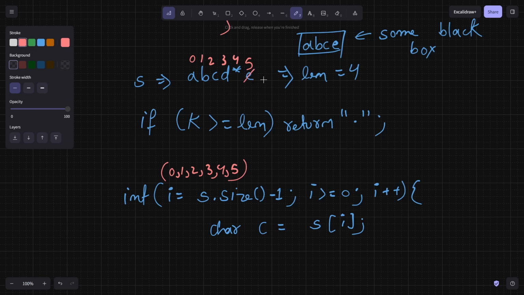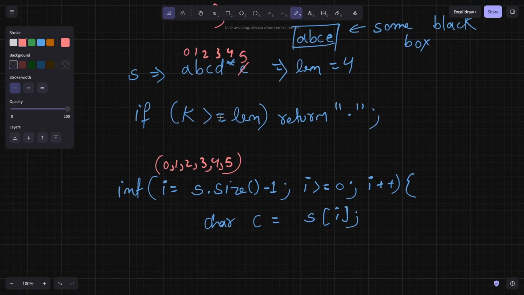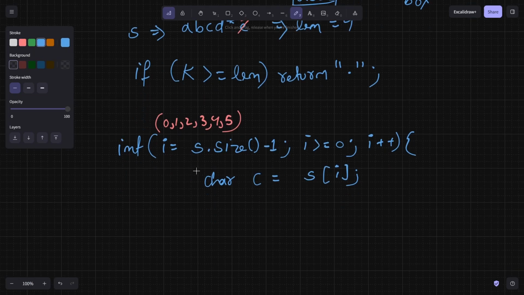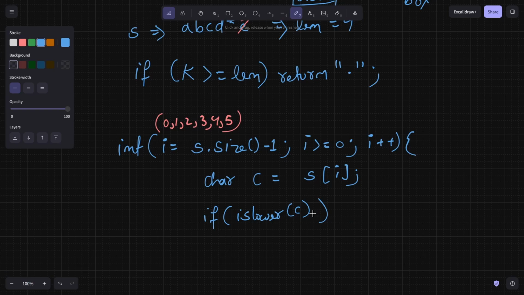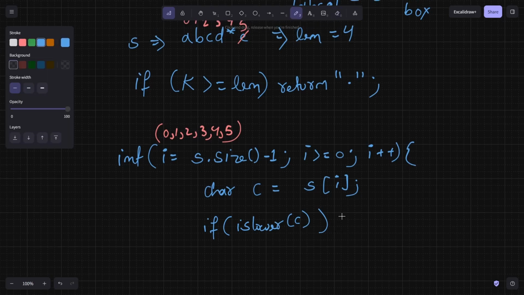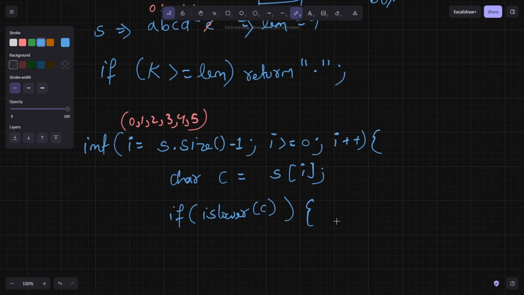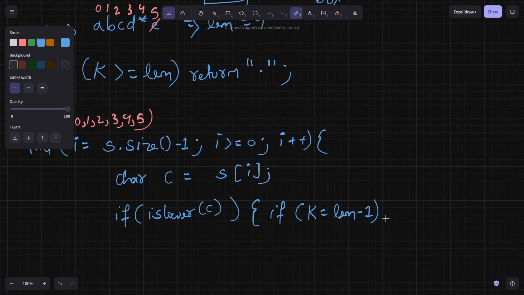So if it's lowercase, what we are going to do is simply check. If we are at a lowercase, we are going to do length minus minus because we are iterating from back, so we have to take care of our length. Let me first write this, then you are going to understand. So if our character is a lower English alphabet, first check the kth index. How are we going to check the kth index? If k equal to length minus 1, we are simply going to return that character.